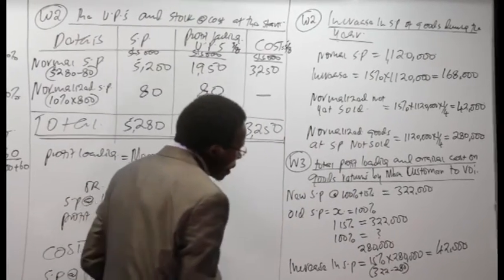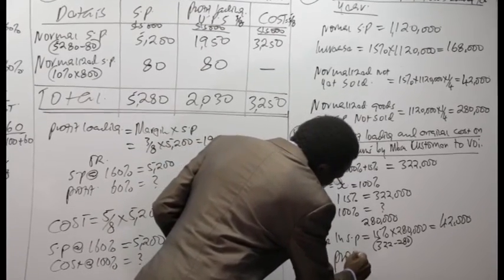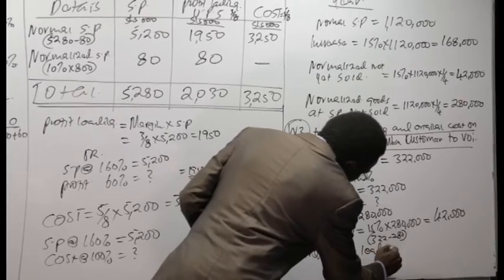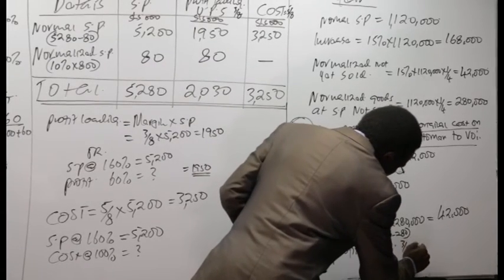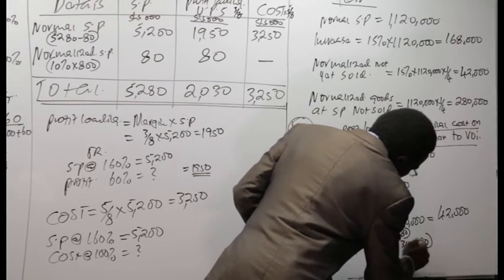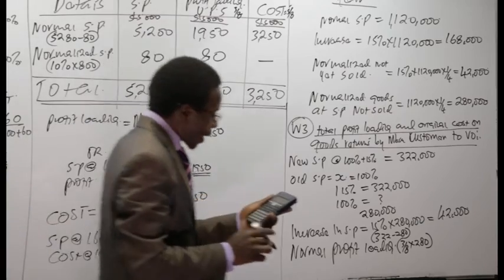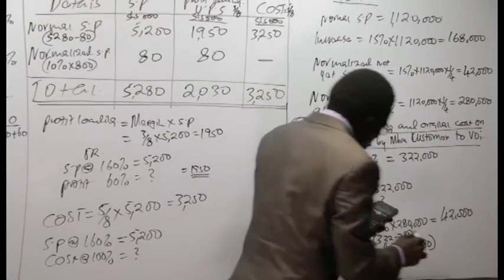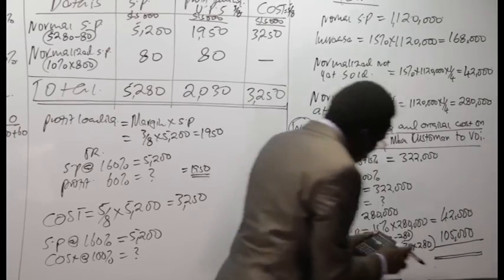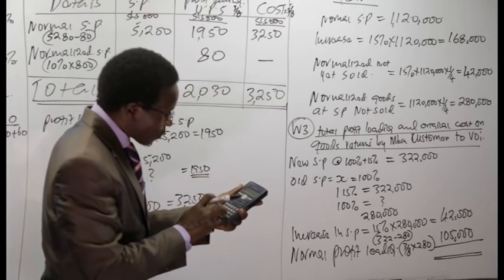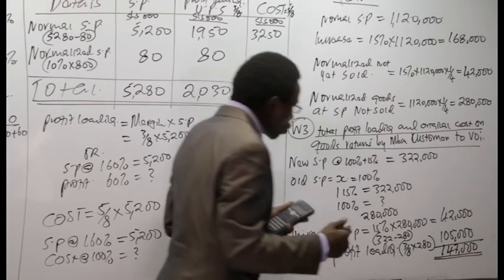Then what will be our normal profit loading? For the normal profit loading, we take the margin, and the margin is 3/8 by 280. So 3/8 by 280, you're getting 105. So what will be our total profit loading? Our normal profit loading plus the 42, we have 147. That's the total profit loading.